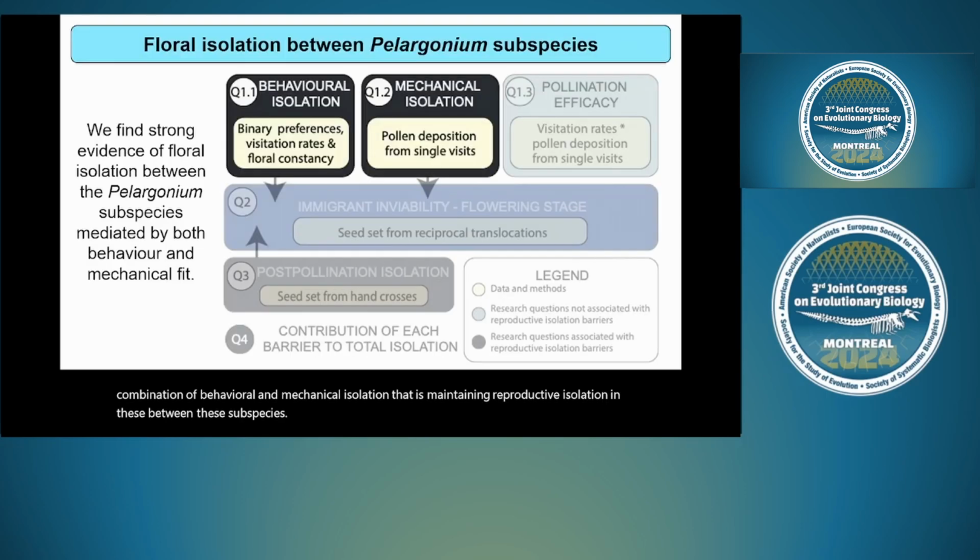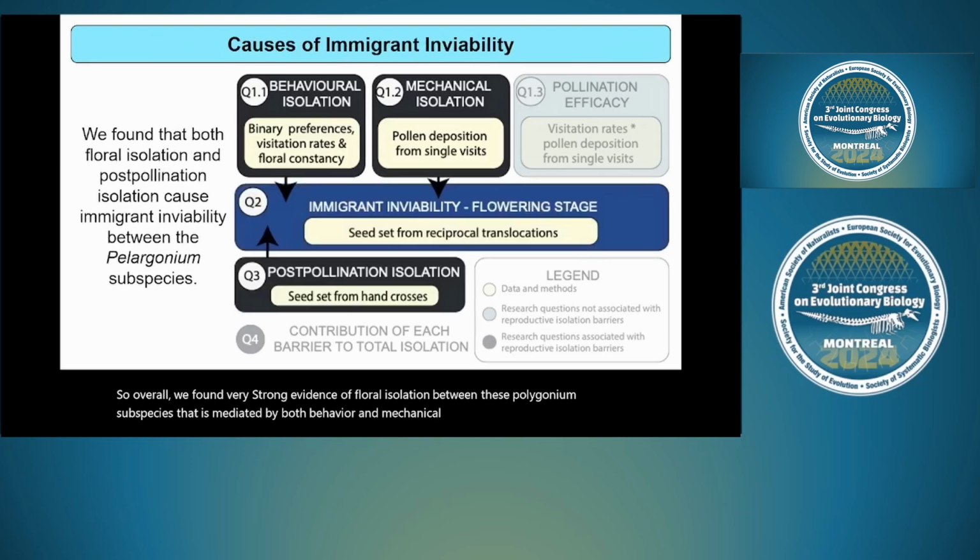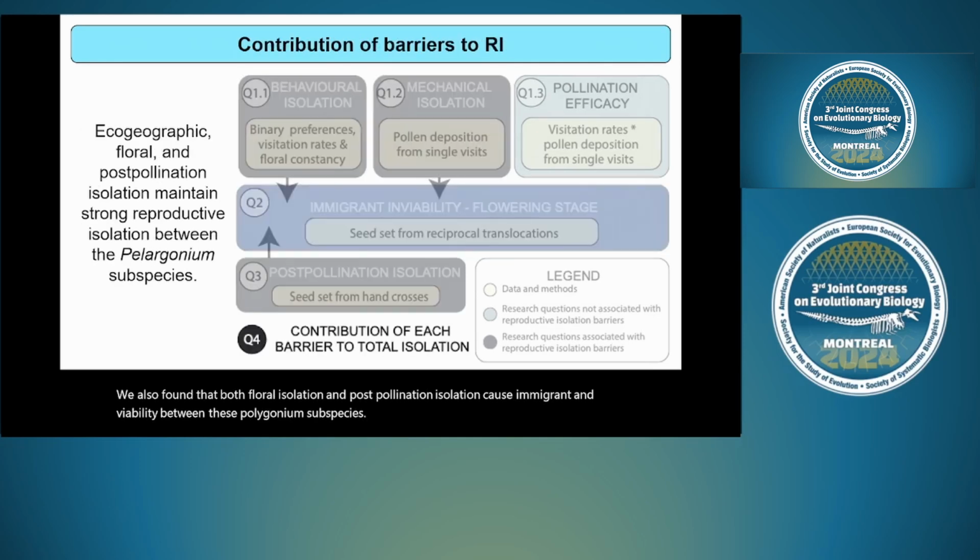So overall, we found very strong evidence of floral isolation between these Pelargonium subspecies that is mediated by both pollen behavior and mechanical fit. We also found that both floral isolation and post-pollination isolation cause immigrant inviability between these Pelargonium subspecies. And we also found that ecogeographic, floral, and to an extent post-pollination isolation maintains strong reproductive isolation between these subspecies.